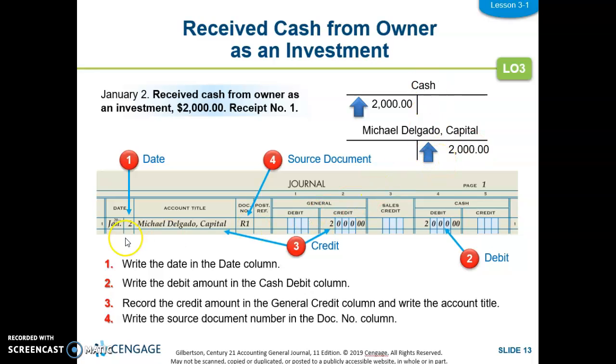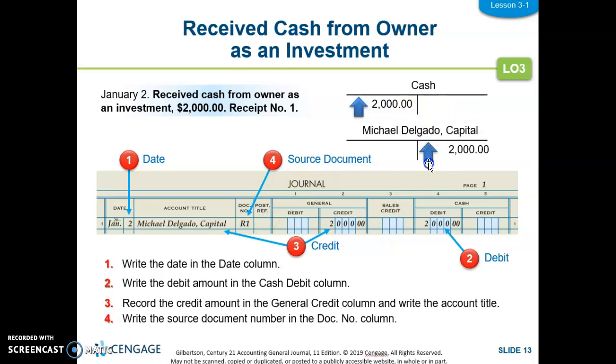So to prepare this, we would first write our date in the date column. We will put JAN and then 2. So the month goes in this first column, and the day of the month goes in the second column here. If you choose to write the year, you write it small on top of the month, just on the first line. I also like to fill in my document number right away. Receipt number 1 is R1. That way I just don't forget it.